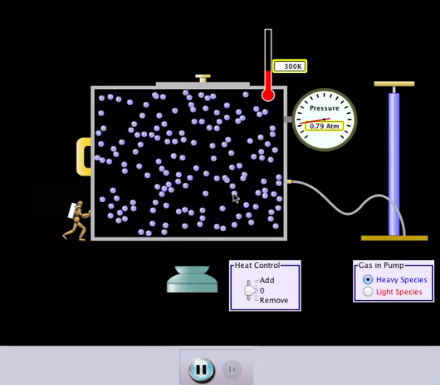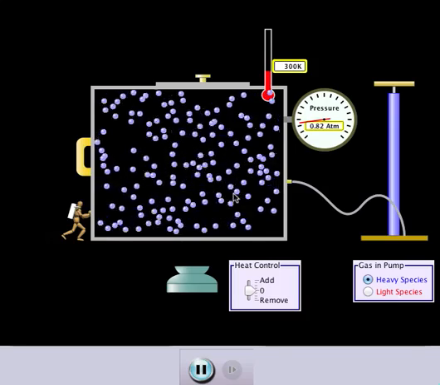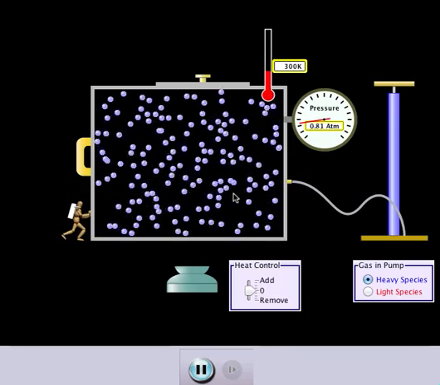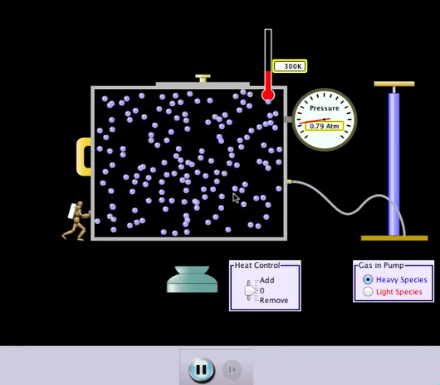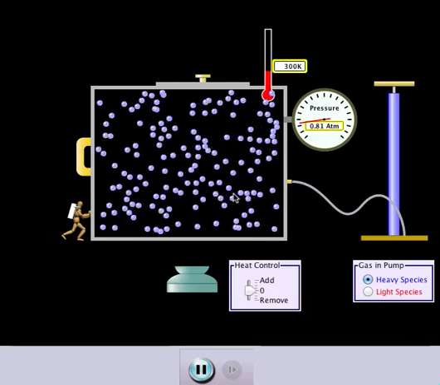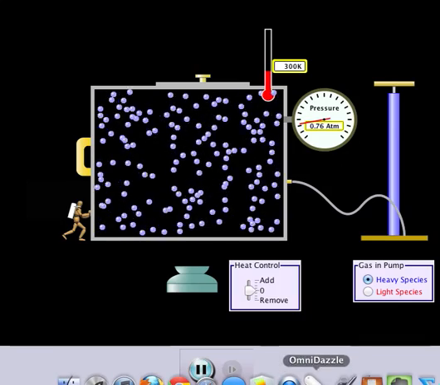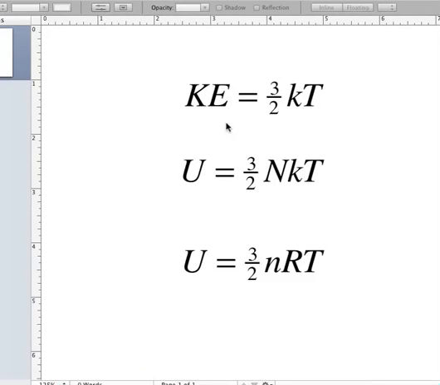The behavior of gases can be understood through the kinetic theory of gases. This theory says that gases are composed of many molecules in random chaotic motion. The temperature of the gas is an indication of the average kinetic energy of the molecules. In fact, the formula for the kinetic energy of the average molecule is 3/2 kT, where T is the temperature of the gas and k is Boltzmann's constant.